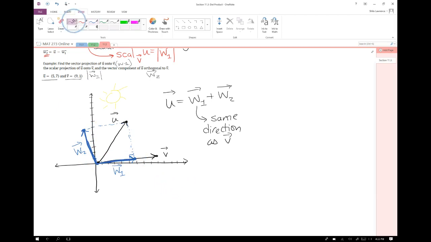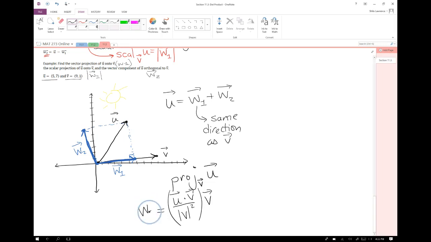So the first one we were asked for is the projection of u onto v. The way that we write that is proj of u, and then onto v is a little subscript v. The calculation for this is u dot v over the magnitude of v squared. This is going to give us a scalar that we can use to adjust the length of v so that it matches up with w sub 1. This is what we're trying to get. Since we know the components for u and v, we can do all of these calculations pretty easily.